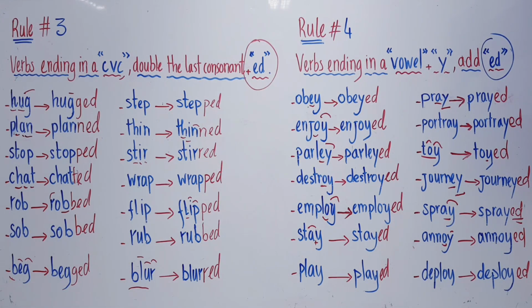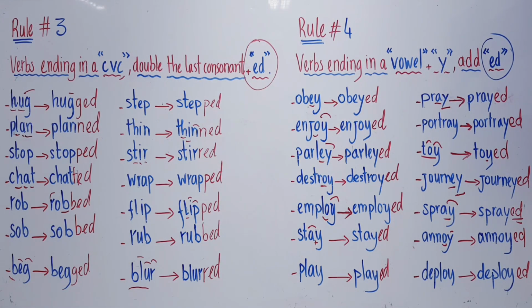Stay, a is a vowel, is not consonant. In case that over here is a consonant, we have to change y to I before adding ed, right? But here, rule number 4 says verbs ending in a vowel, and then after the vowel we have got letter y. So we do not need to change letter Y to letter I. Just add ed to the verb. So we have stayed, okay? Play, so played.